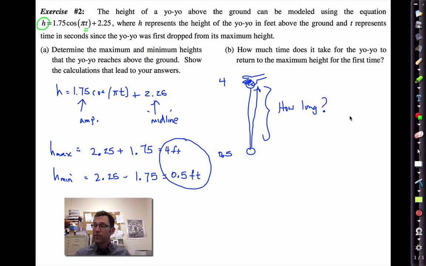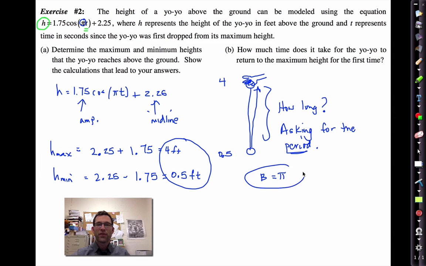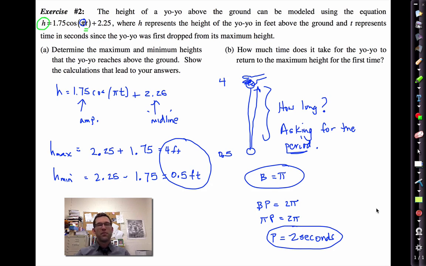All right, did you figure it out? The question is asking for the period. Now, the period is not pi. That's the frequency, right? So here's a situation where we've got the frequency, we need the period. Now, we know that the frequency times the period is 2 pi. So that means pi times the period must be 2 pi. But then that means the period must be equal to 2. So it takes 2 seconds for the yo-yo to go down and come back up.